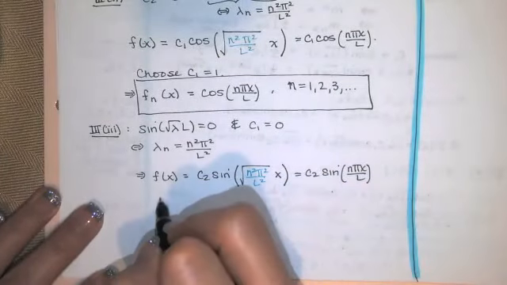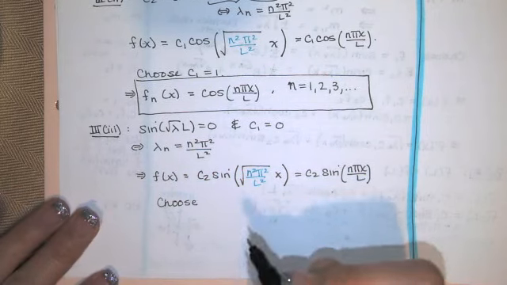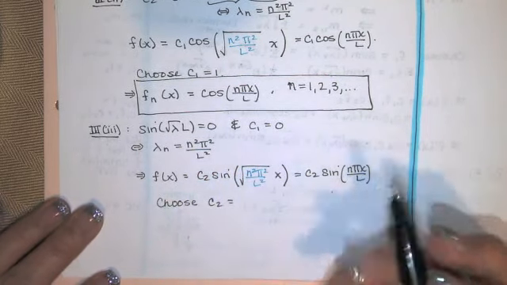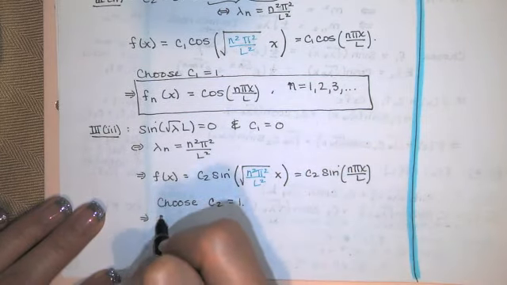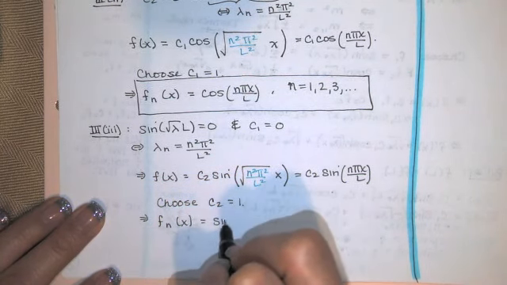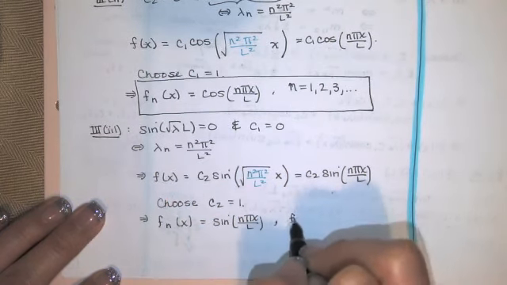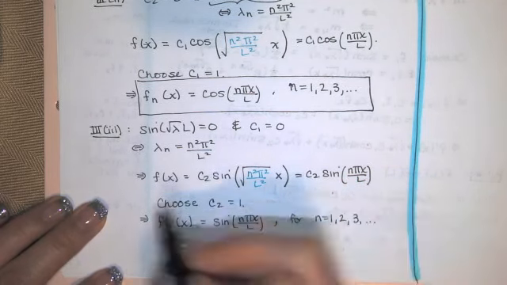We don't want this constant there. We're going to take these functions and multiply them by constants anyway whenever we do our eigenfunction expansion. So we like our eigenfunctions themselves to be as simple as possible. So we'll choose that constant to be 1. And then our eigenfunctions might look like this: sine of n pi x over L for n equals 1, 2, 3, and so on.